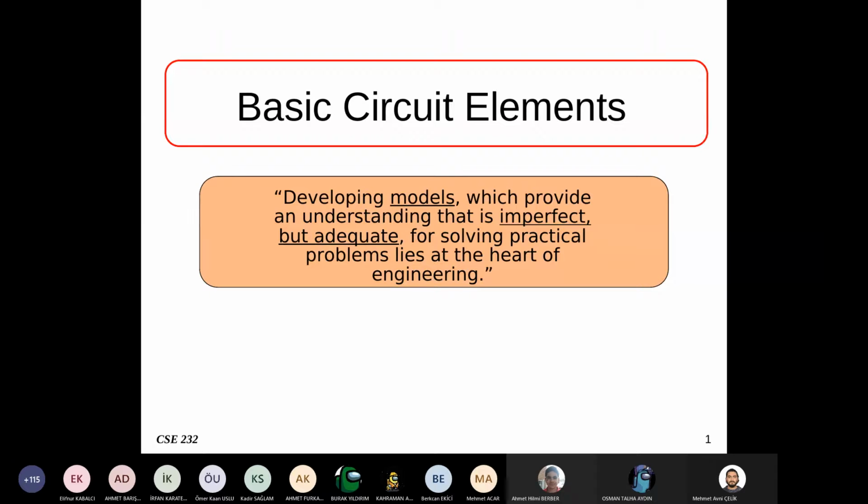Remove that thing off, so you don't need to see my face. The models we're going to use are not perfect models, but they mostly represent the behavior of the circuit elements we'll be using. That's why I put this saying about engineering. What we really do is use imperfect but adequate models to solve practical problems.